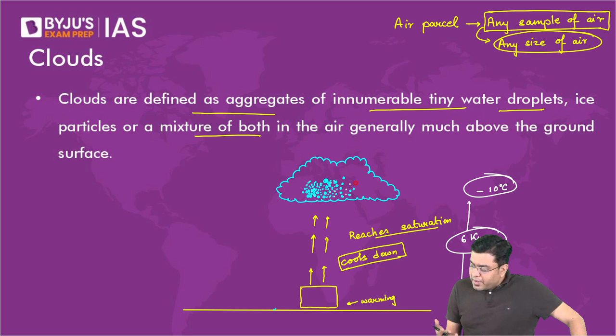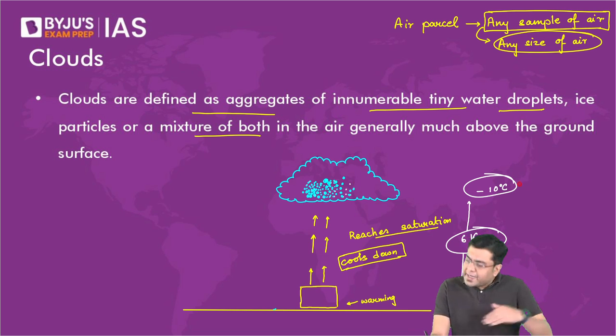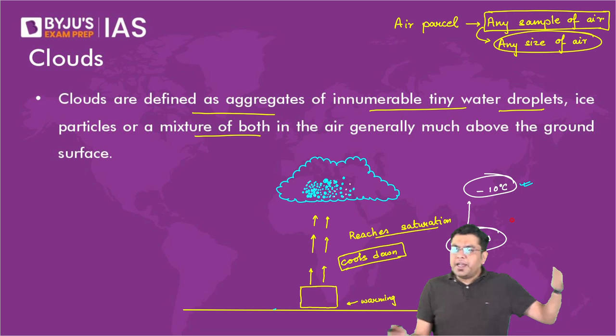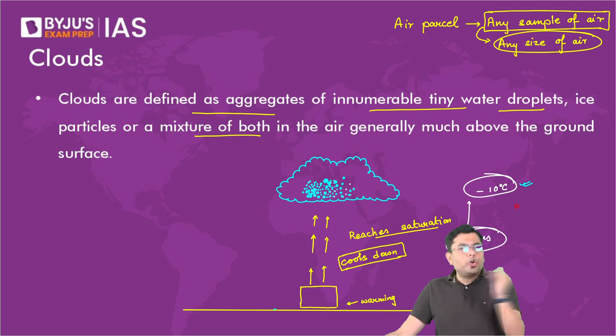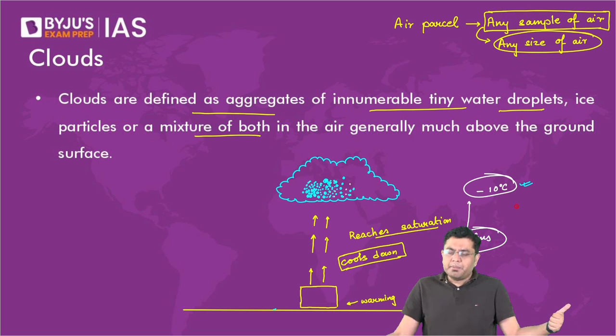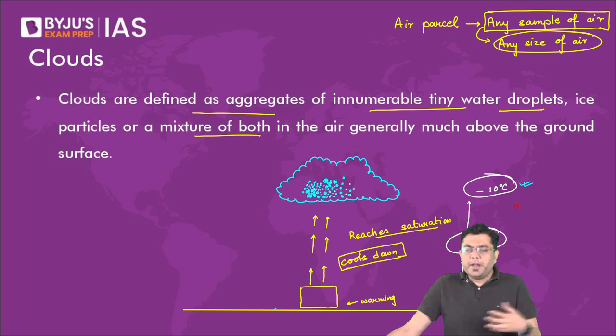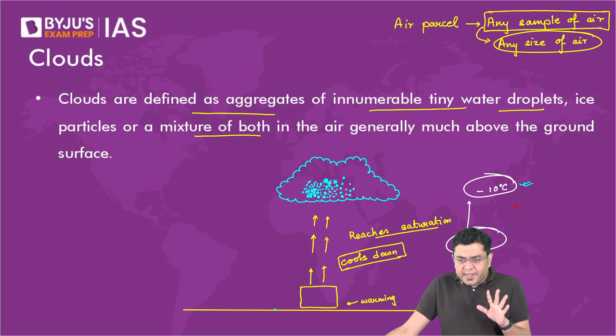Why is vapor in the air directly converted into ice? Because the temperature is minus 10 degrees Celsius, my dear friend. It can happen that saturation is attained at a negative temperature as well. Saturation need not always happen at a positive temperature. If saturation happens at negative temperature, then further cooling is what will lead to the formation of ice particles. Is that understood? Right?